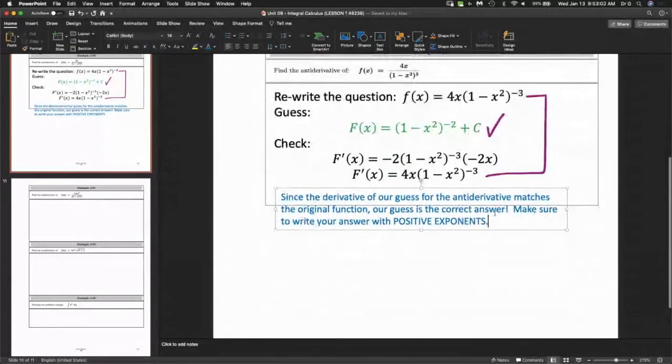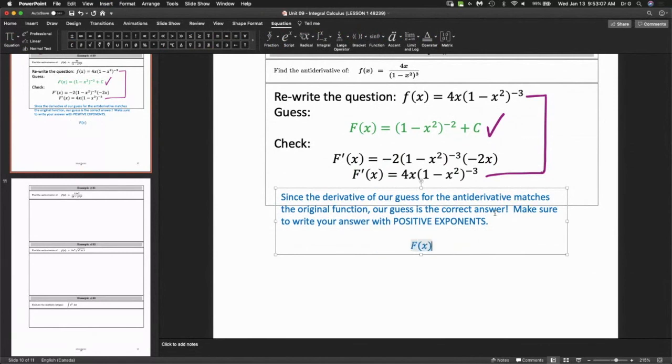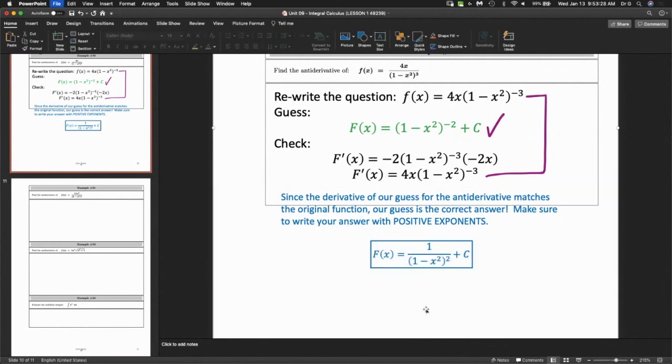So one last thing here to do is to write the final answer. So the answer to the question down here is in blue. It's going to be 1 over that. So this is the answer to the question. That's the answer to the question, okay? You're always expected to write your answer with positive exponents. That does not change moving into this course. So that leaves us with 2 examples.